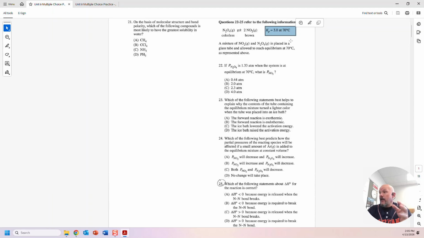Another thing we need to start getting used to, and jumping right to, is being able to look at the equation and predict the sign of delta S. We have 1 mole of gas to 2 moles of gas. So now I know delta S is positive.